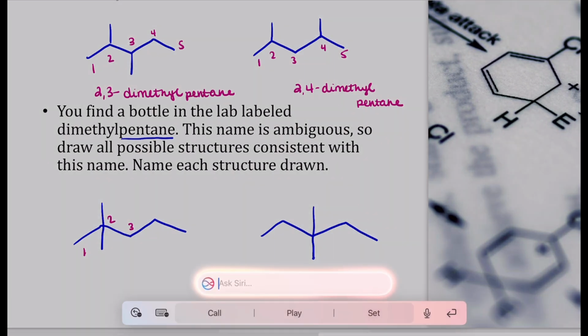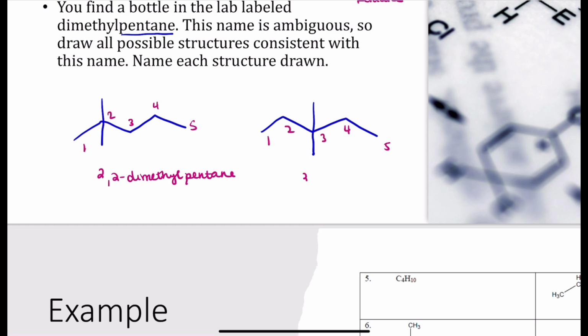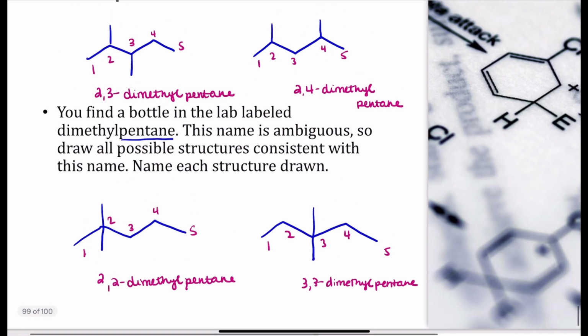1, 2, 3, 4, and 5. I have 2,2 dimethylpentane. 1, 2, 3, 4, 5. I have 3,3 dimethylpentane. So those are the 5 different ones I can think of.